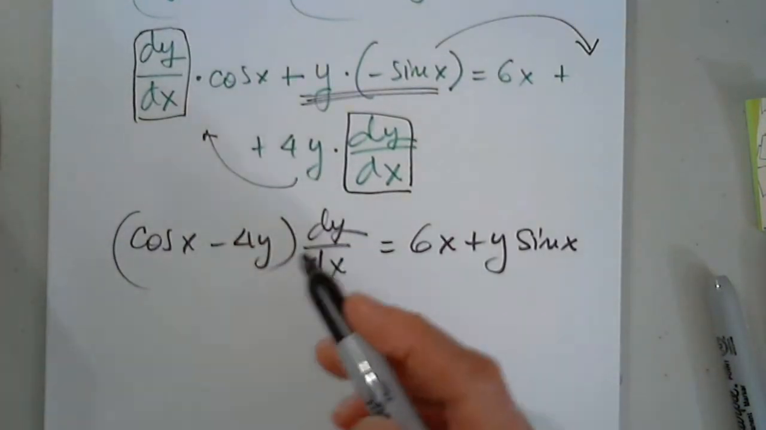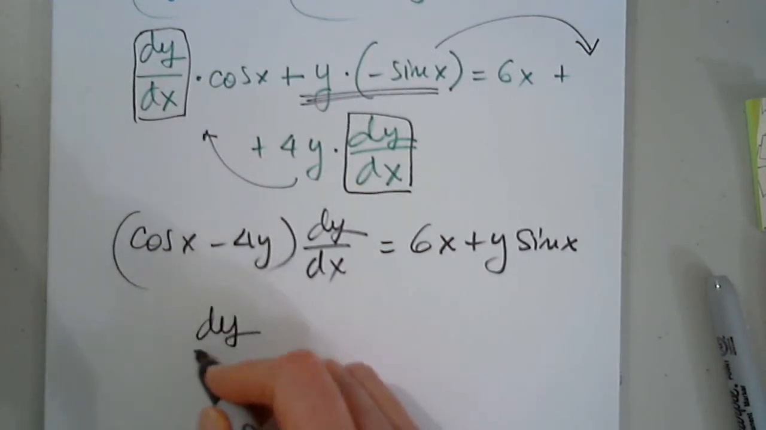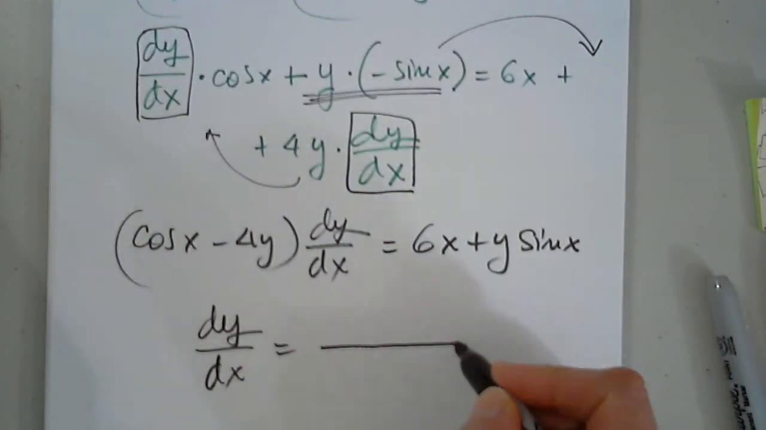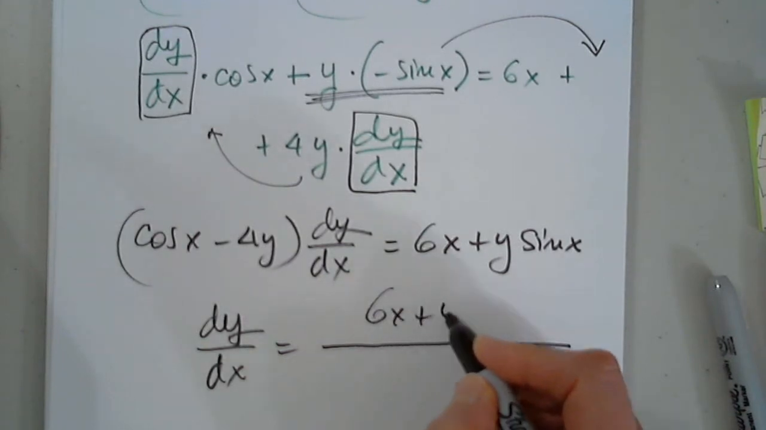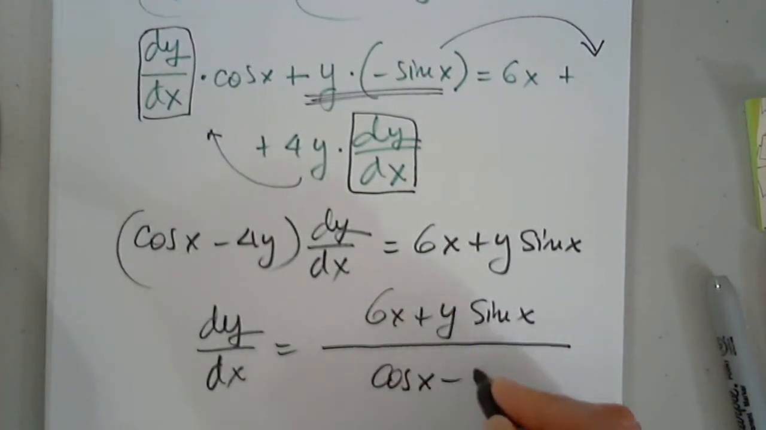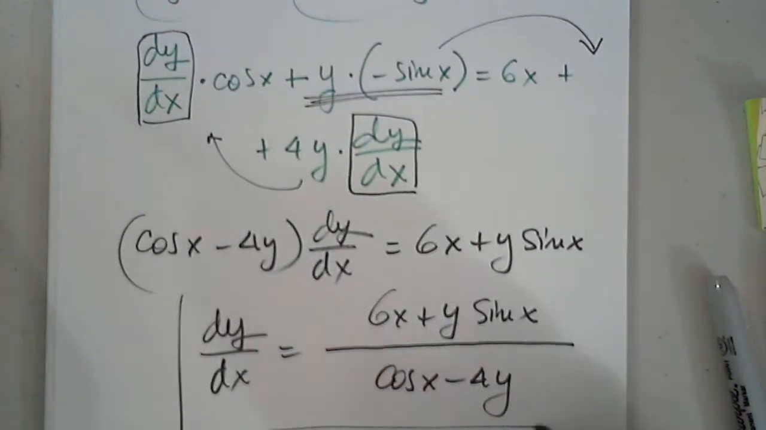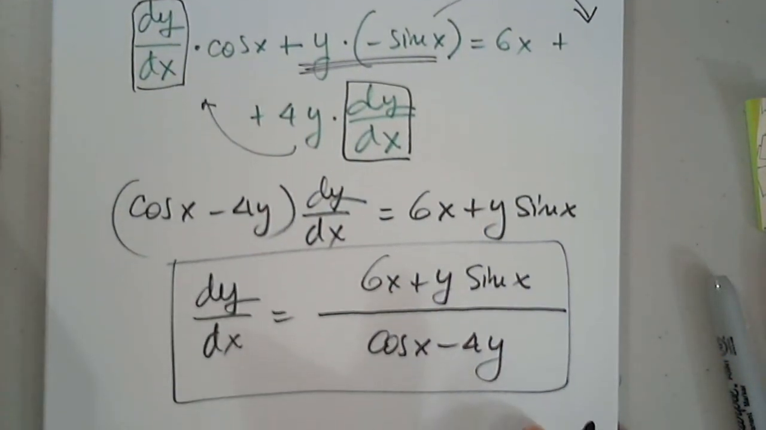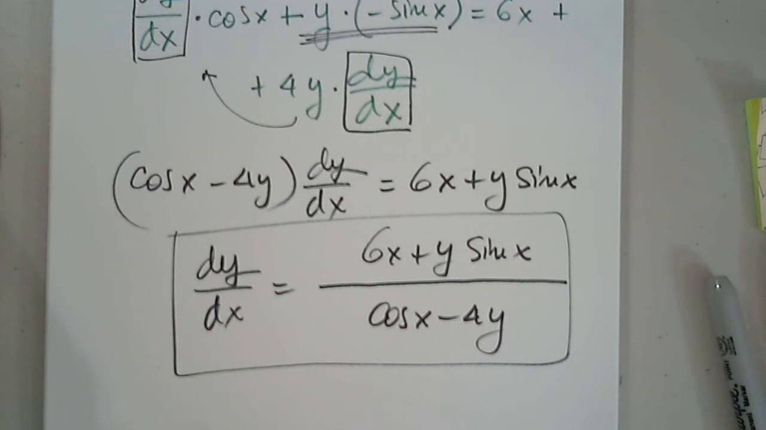And now at this point I divide, so I have dy over dx equals 6x plus y sine x over cosine x minus 4y. Is that okay? Yeah. Thank you.